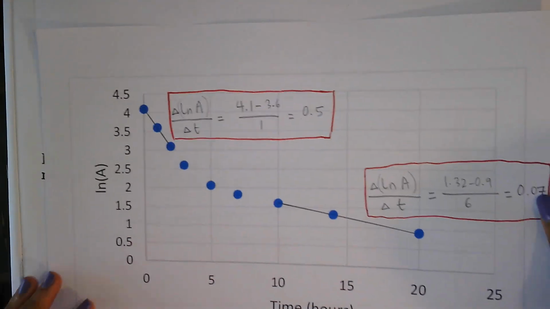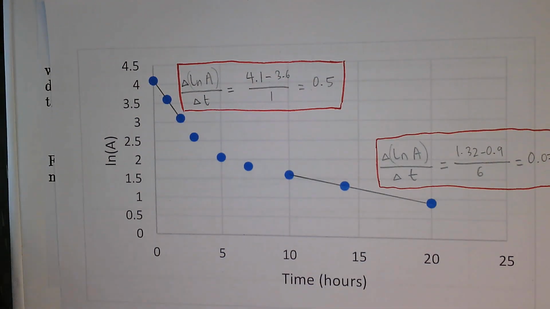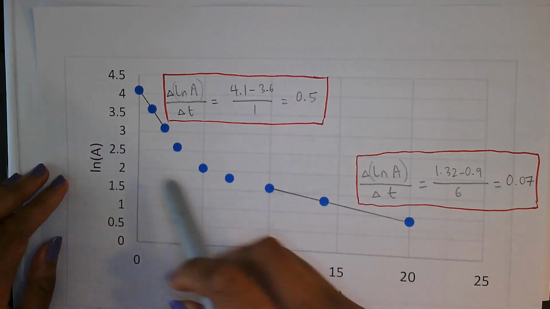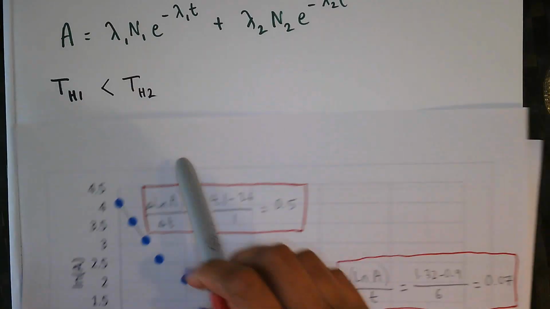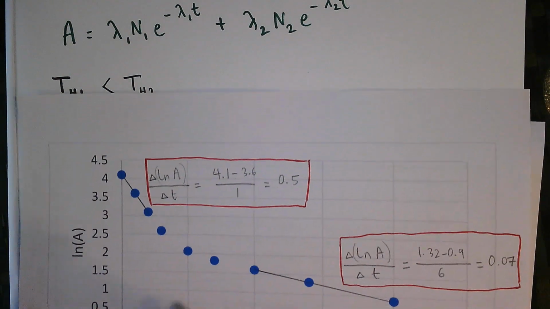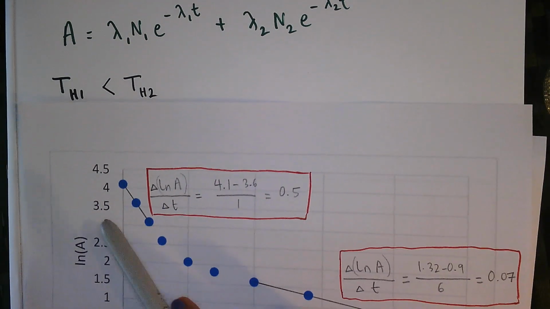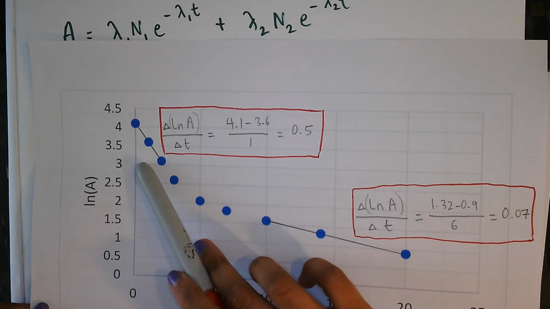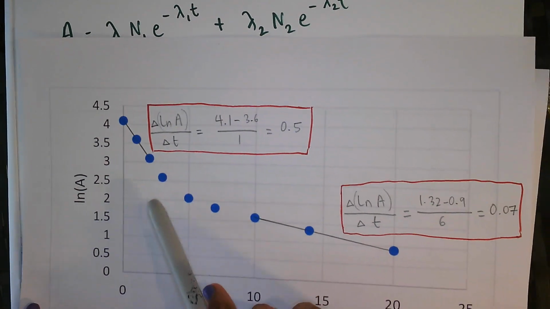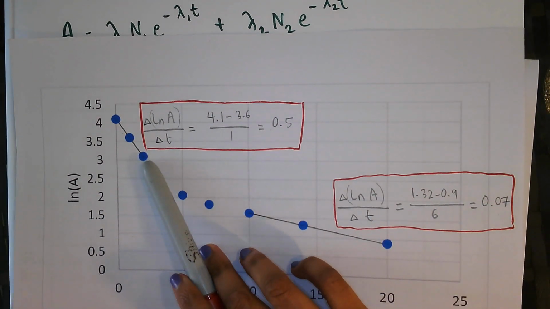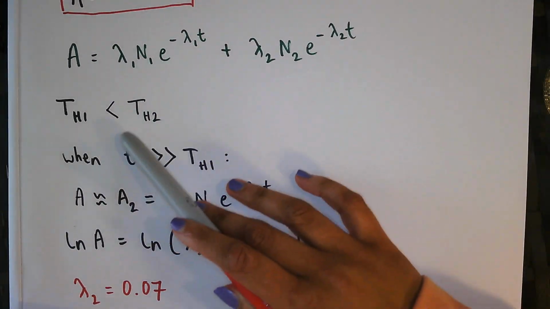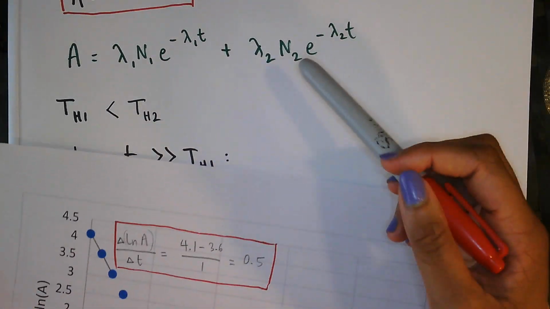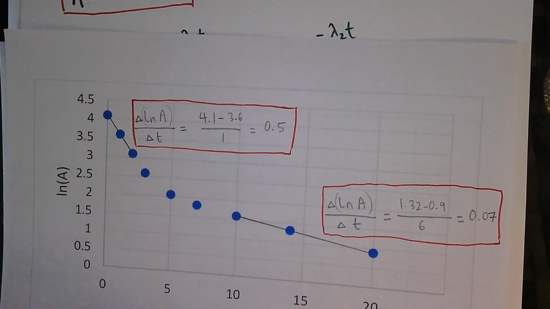Now, we know that when t is small, the activity is dominated by the first component because it has a shorter half-life and so it's decaying faster. But at this time, the second component is also decaying, just at a slower rate. So we have to take that into account, and unlike as we did over here to work out lambda 2, we can't just simply ignore the activity of the second component. We have to take it into account.